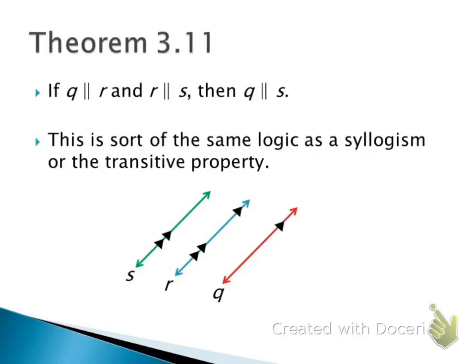This is theorem 3.11. This states that if you have 2 lines that are parallel, Q and R, and then one of those lines is parallel to a third line, like R parallel to S, then the first and the last are parallel to each other. It's a lot like the law of syllogism that we learned in logic, or the transitive property. You're just sort of cutting out the middleman. So if these 2 are parallel and these 2 are parallel, you can say the first and the third are also parallel.